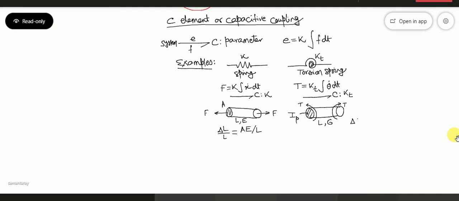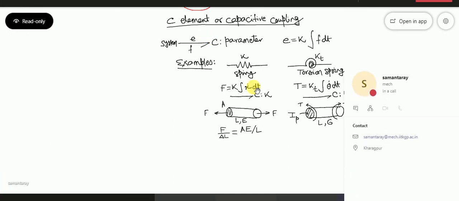F by delta L is AE by L. We know delta L is FL by AE. From that we get this. Similarly, for this torsion, we know delta theta is T times L divided by G times IP. So we can write torque divided by delta theta, from the TL by GJ formula, equal to GJ by L. Instead of J I have written IP by L. So this is a torsion spring, this is a linear spring.